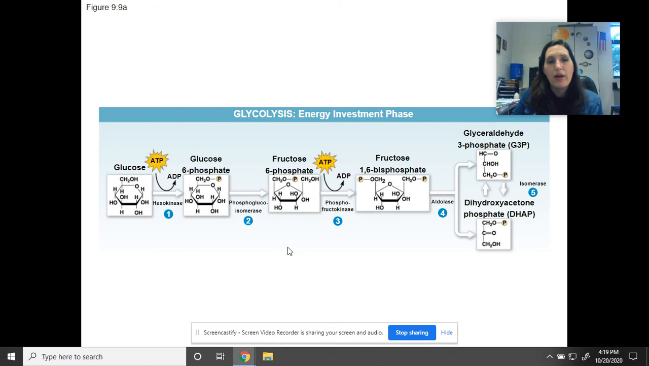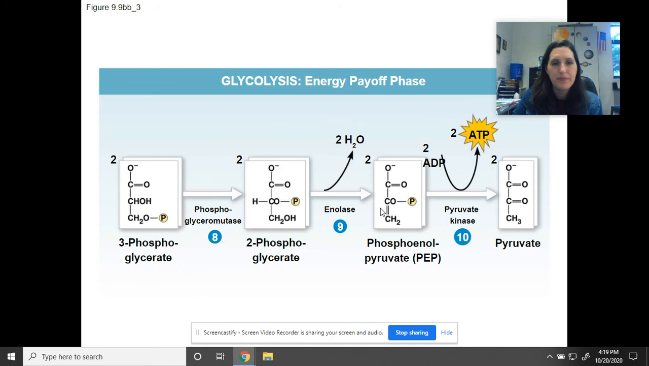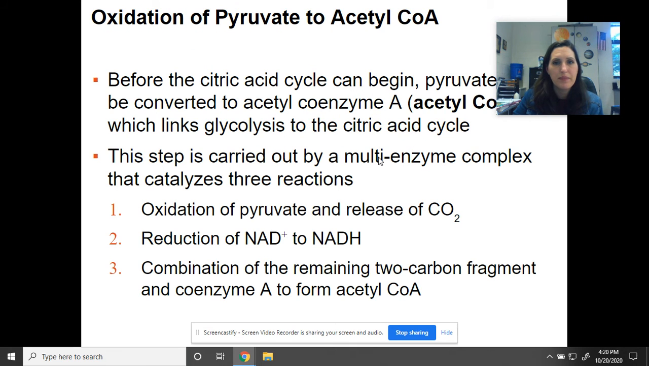Okay. Do not memorize this. This is a bunch of crazy. Every time there's hydrogen that pops off, the glucose changes its name into something else. Fructose, you don't have to know all these things. Glyceraldehyde, you don't have to know it. But just know that it changes as it moves through. After the pyruvate is oxidized, the citric acid cycle is going to complete this.